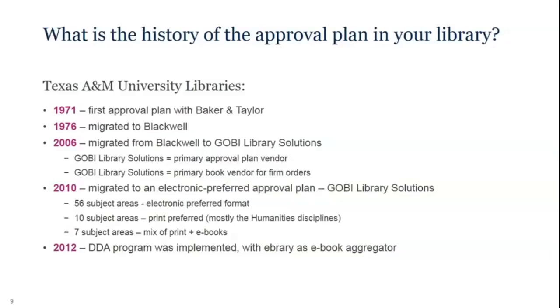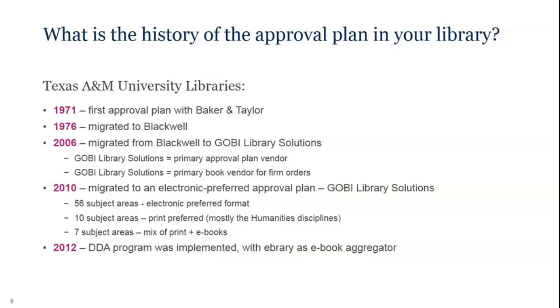In fall 2010, we migrated to an electronic preferred approval plan. This decision was made in response to a strategic library directive to acquire electronic content when appropriate to the subject area, and of course whenever possible, in order to enhance user access to scholarly content.